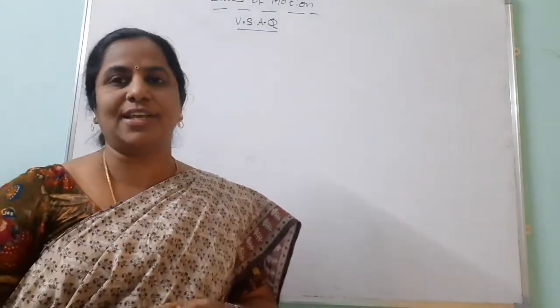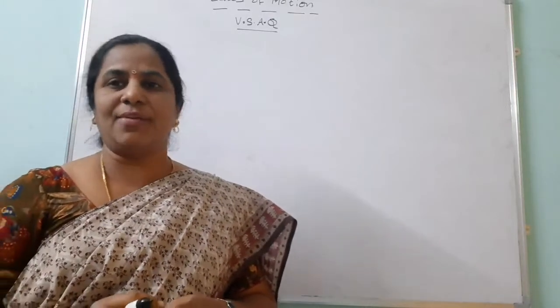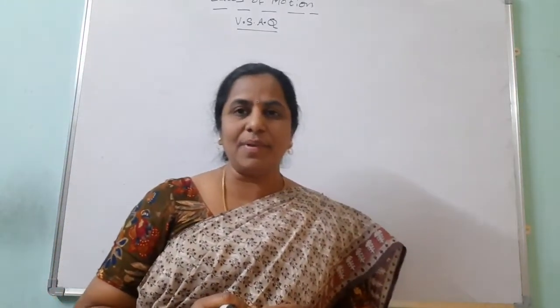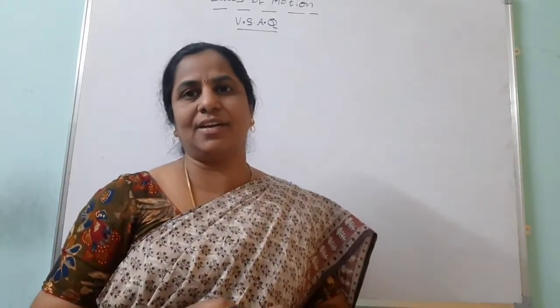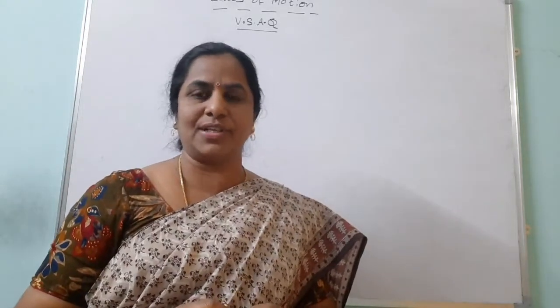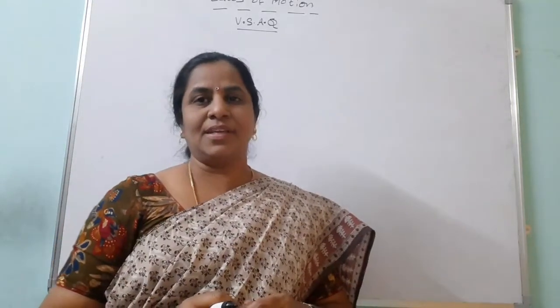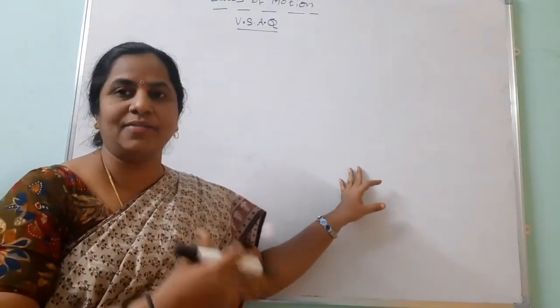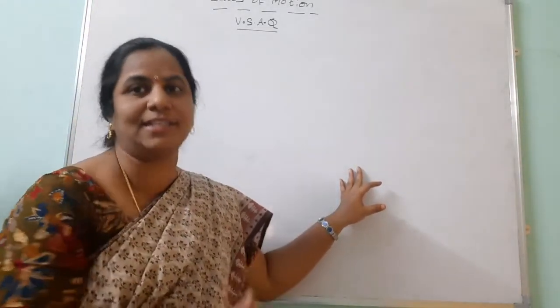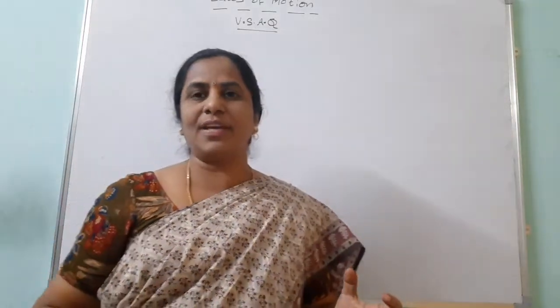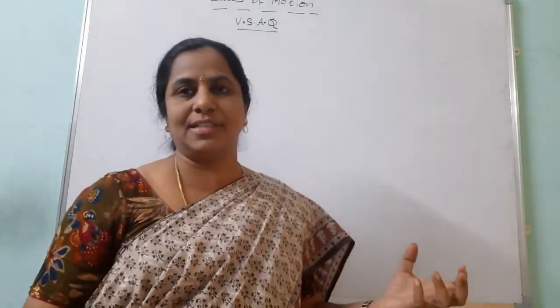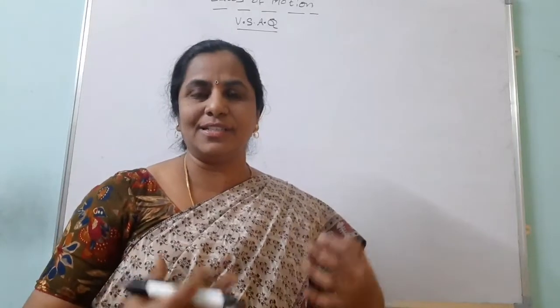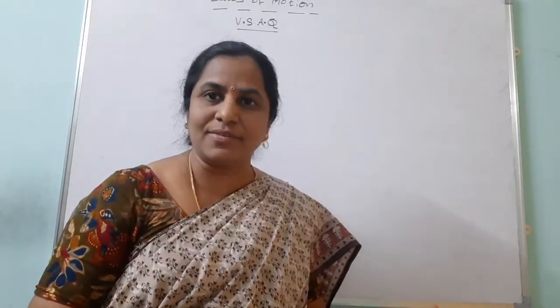Our first VSAQ is: what is inertia and what does it give? The inability to change its state of rest or uniform motion is called inertia. Suppose this board is there. This board continues its state of rest because of its inertia, and the earth is revolving around the sun with uniform motion. It continues its uniform motion because of inertia.